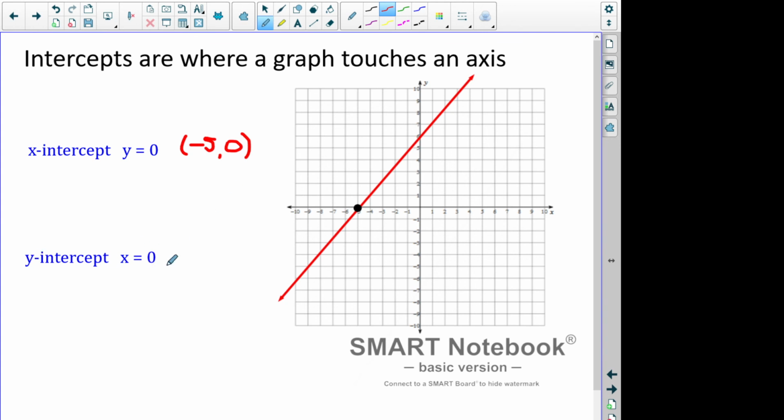Now, if I look at the y-intercept, it is where it crosses the y-axis, right? And so I'm going to look and see where that happens, and that happens right here. Okay, right here. So that happens at the point 0, 6. So I would say my y-intercept here is 0, 6.